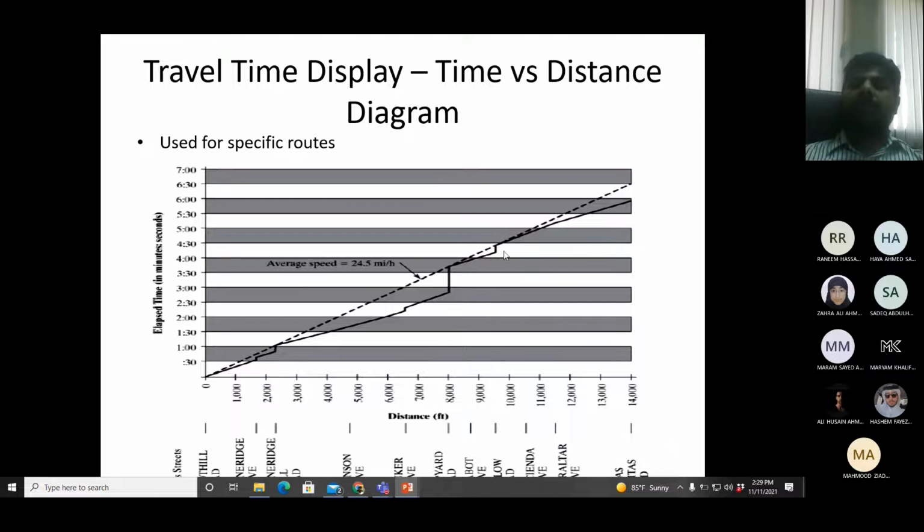Similarly, when the slope changes, that means the speed of the car is changing. So if you want the speed of the car in a particular segment, take the slope of the line and then do the inverse, and you will get the speed of the car in that segment. So a time-distance diagram can help you find out these things.